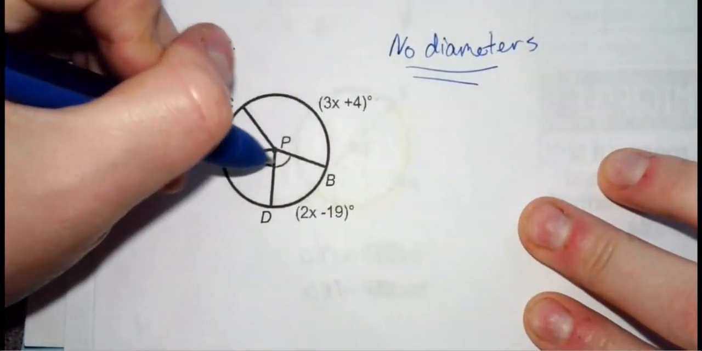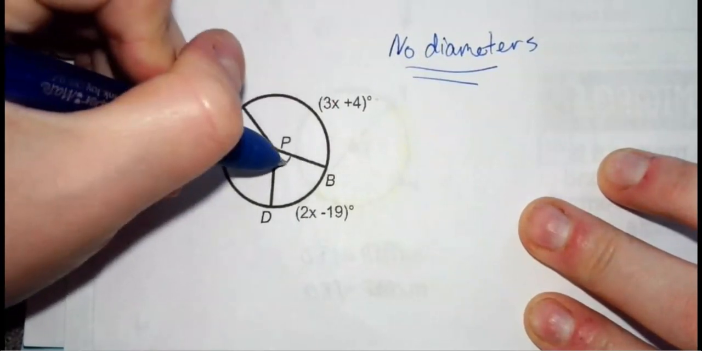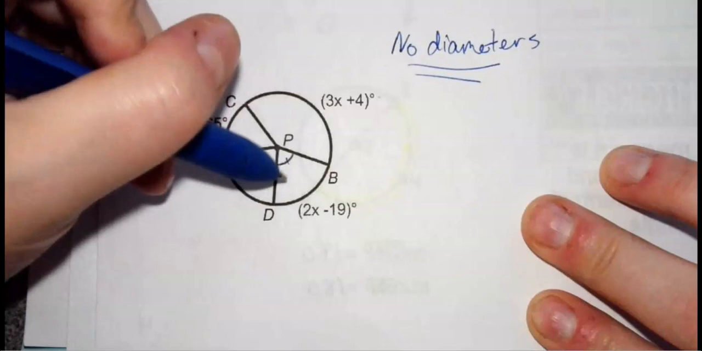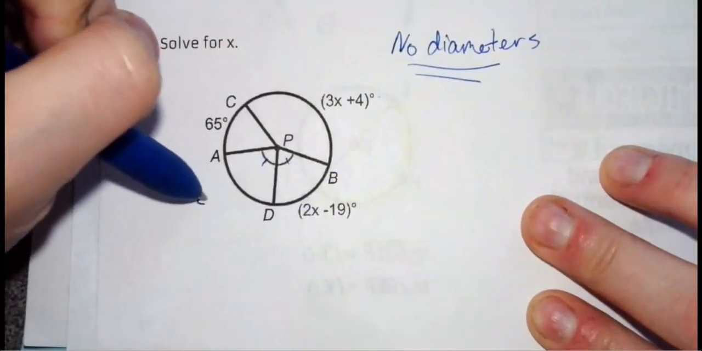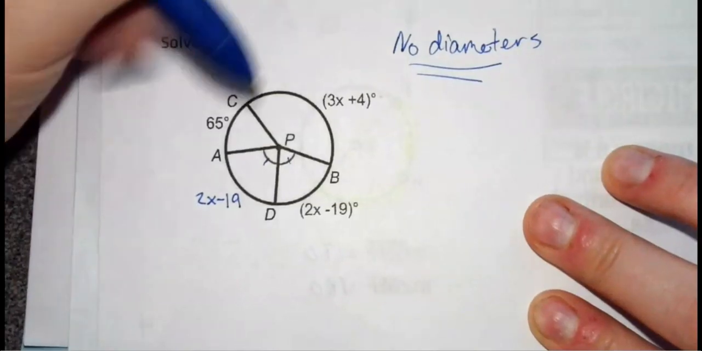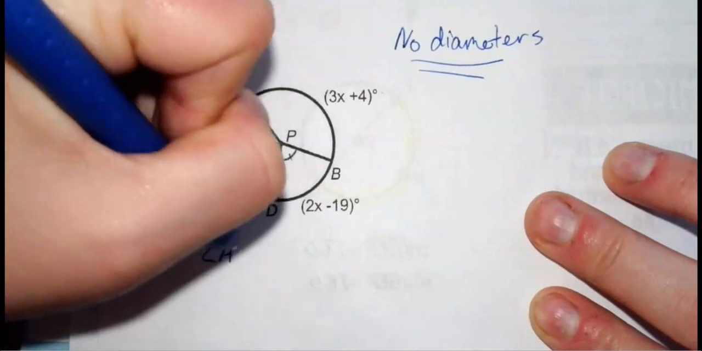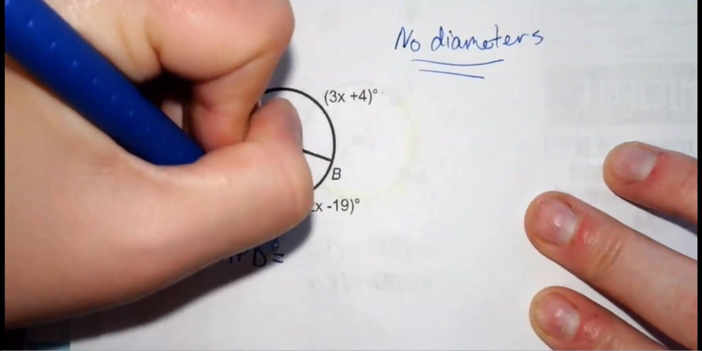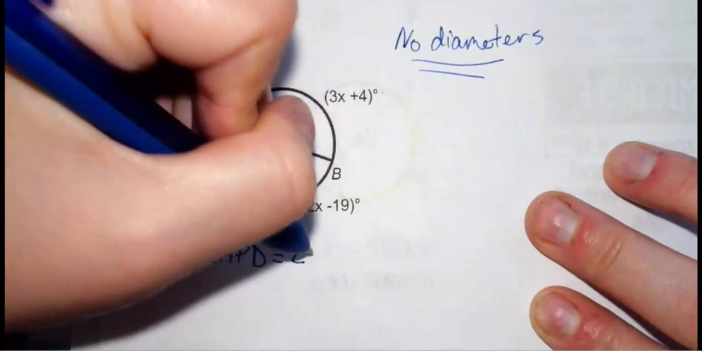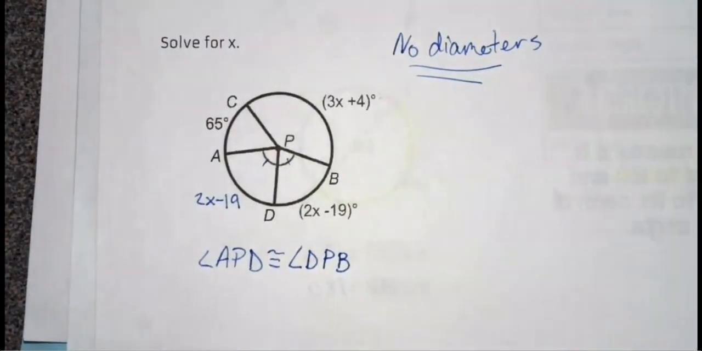So, these are equal. These two angles are equal to each other. So if this is 2x minus 19, this is the same thing. These mean they are congruent. Angle APD is congruent to angle DPB. Anytime you see those markings, it means they're the same.